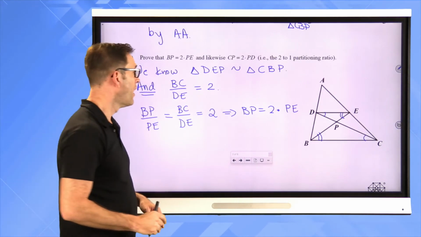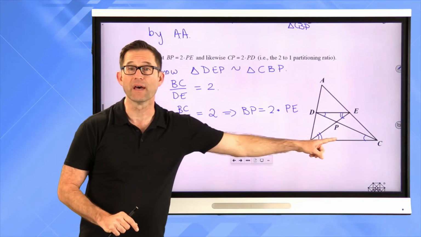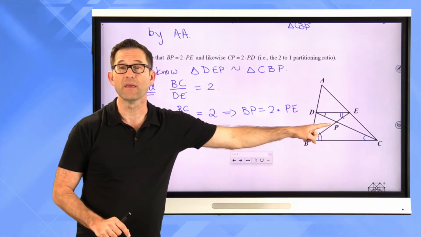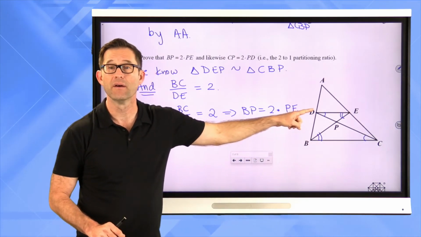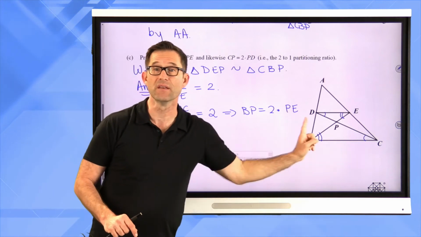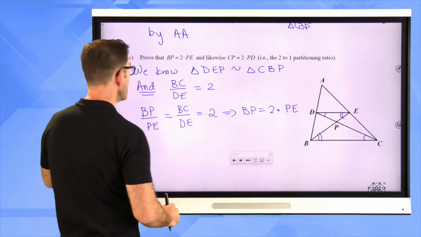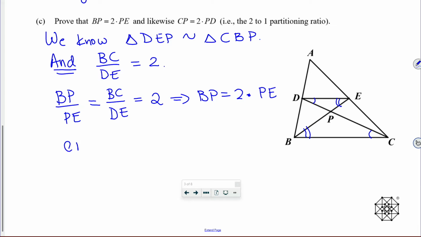Likewise, I could now also go with the other set, which is that CP divided by PD is equal to BC divided by DE. So CP divided by PD is equal to BC divided by DE, which is 2. And that will tell me that CP is twice PD.